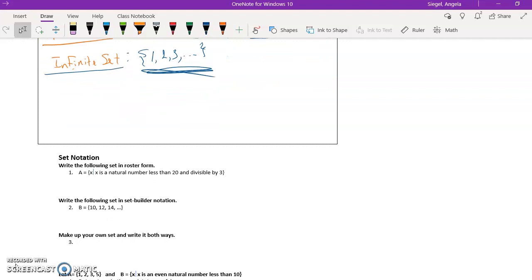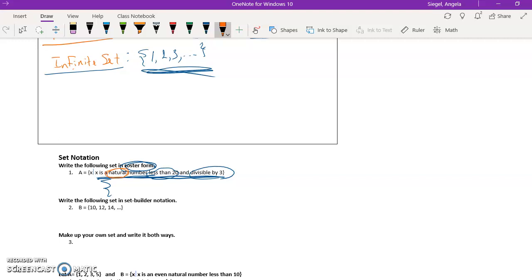So remember in the other video, we talked about roster forms. That's listing it. I want you to tell me what the roster form would be for this set builder notation. So remember, roster form is just listing, set builder is describing it. Okay, so x such that x is a natural number less than 20, so that's not including 20, and divisible by 3. A natural number. In our next lesson, we're really going to talk about what the number groups are. But natural numbers are the numbers that you learned when you were in preschool, starting with 1, 2, 3, 4. Those are natural numbers.